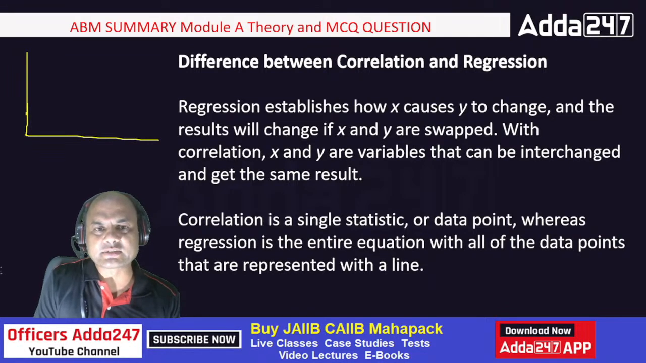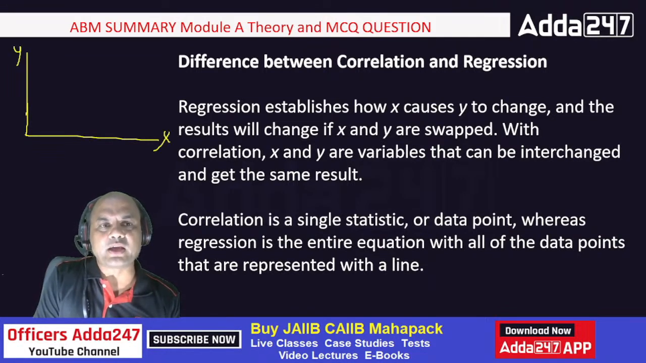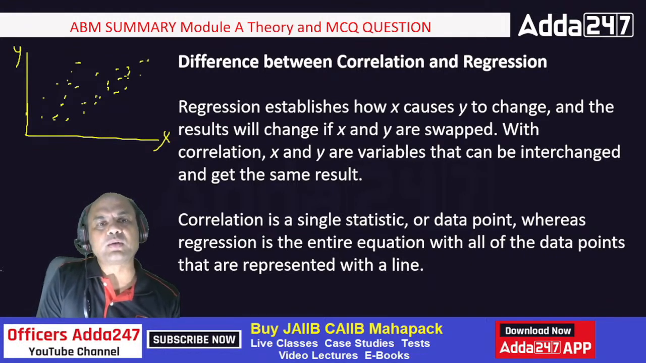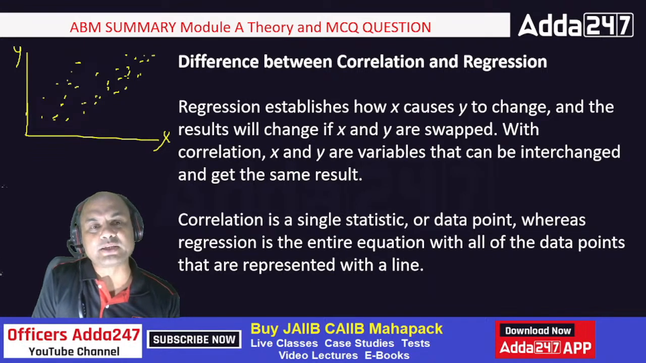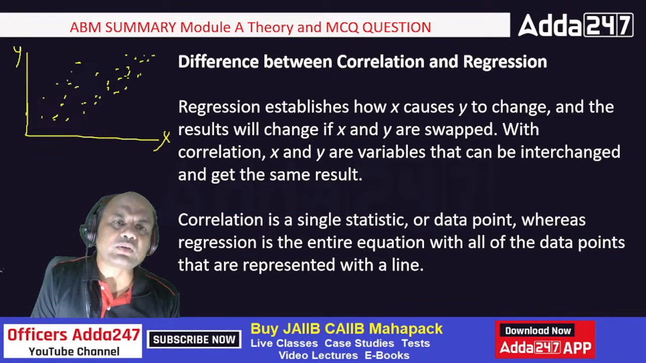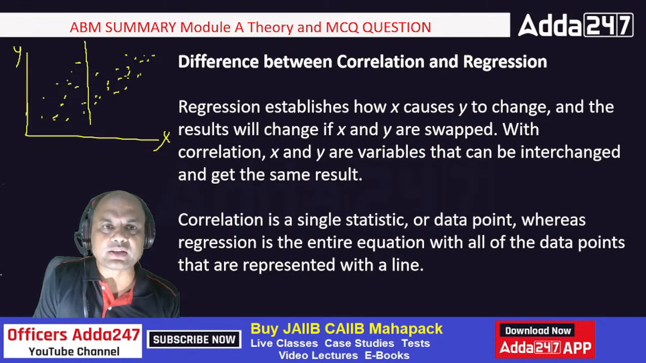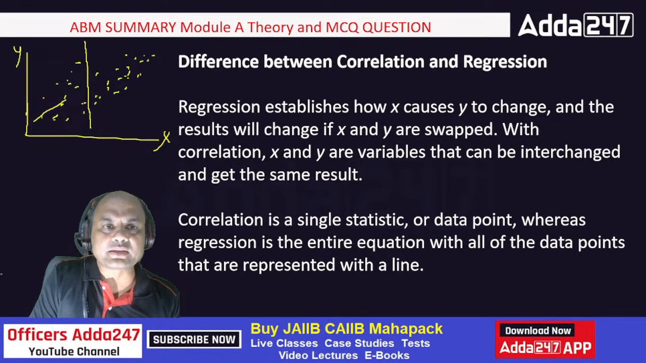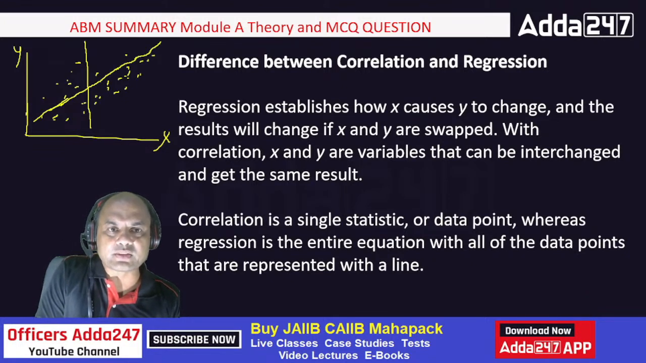Suppose this is X and this is Y, and we have the points over here, 1, 2, 3, 4, like these points. Now suppose I ask you to draw a best fitting line out of this. Will you draw the line like this? Let me mark this over here. Or will you draw the line like this, which is best fitting?